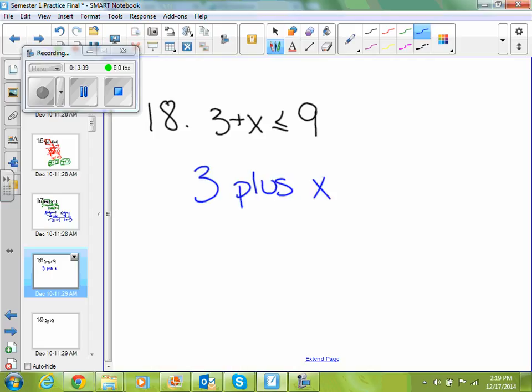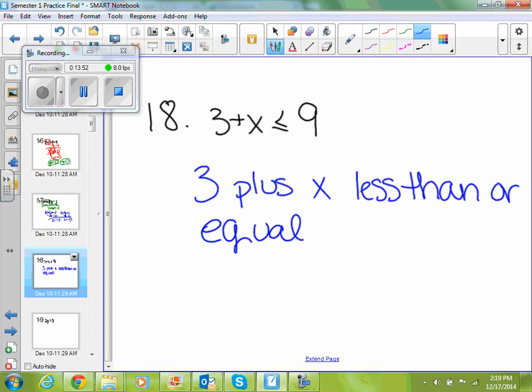Okay, what symbol is this? Less than or equal to. Okay, so less than or equal to what? 9. Very good. So it asks you to describe the solution. All it's asking you to do is put it in words.